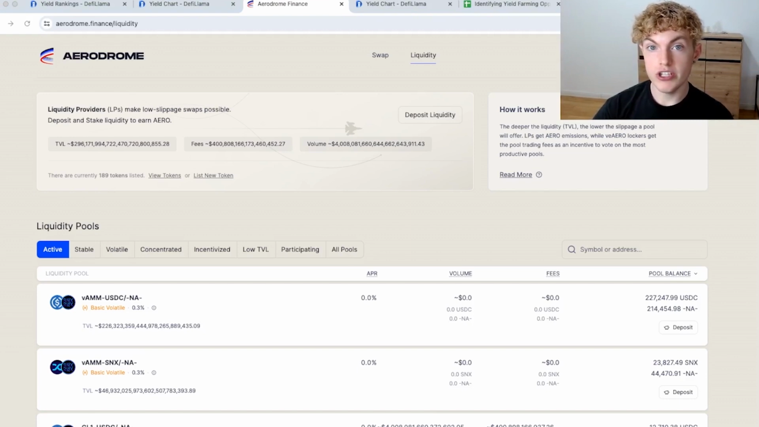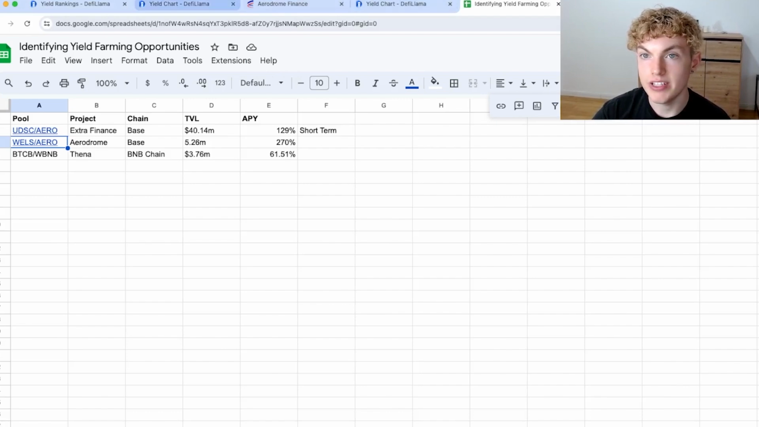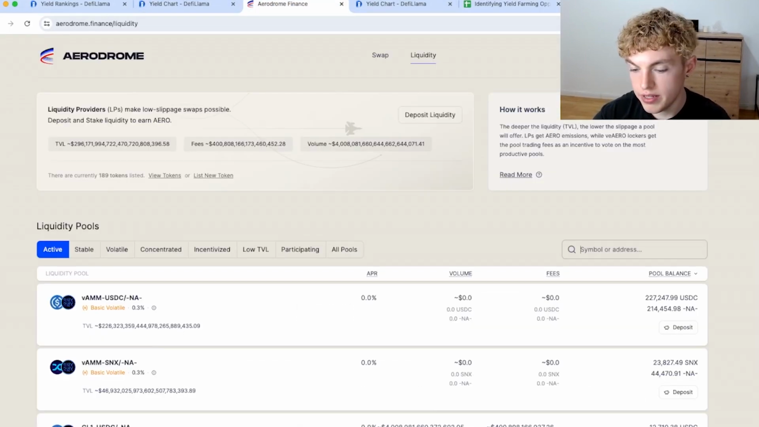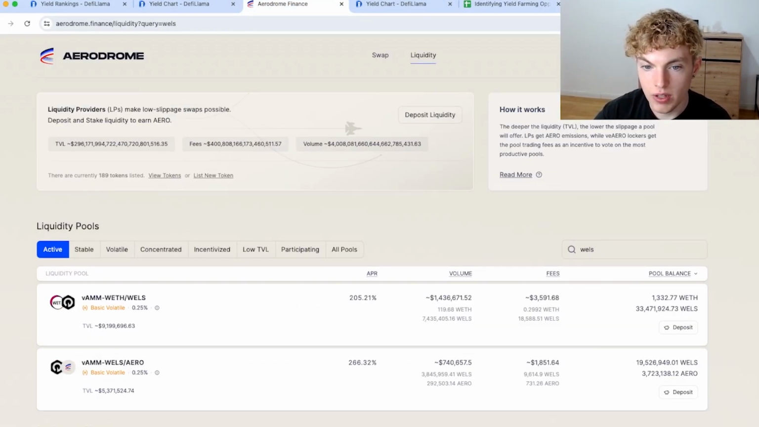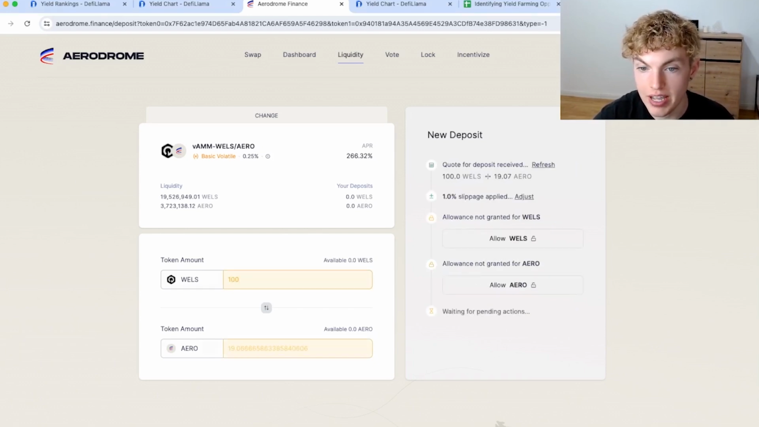Now, if we wanted to deploy just directly into the Aerodrome strategy, we could go to that liquidity section and pull up that Wells Aero. It's going to be the same thing as if you were going into USDC Aero. So I'm going to go ahead and type in Wells. Yep, here we go. Wells Aero with 5.3 TVL. So next we'd go over to deposit and check that we have both of each asset. One way to check how much of each asset we'll need is if we type in 100 Wells, it's going to tell us how much Aero we need exactly.